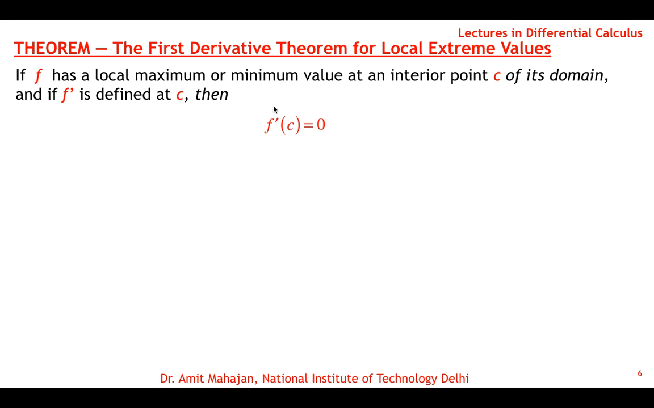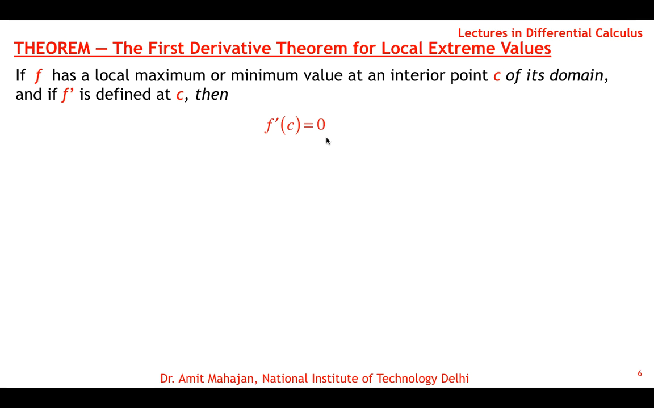And this theorem cannot be reversed. That means if you find that at some point c the derivative is 0, then it does not mean that you will have a local maxima or minima there. Only if it has a local maxima or minima and the derivative is defined at c, then you can say that the derivative at c must be 0. But the converse is not true. That means if you prove that the derivative at some point is 0, that does not mean that point is a point of local maxima or local minima.